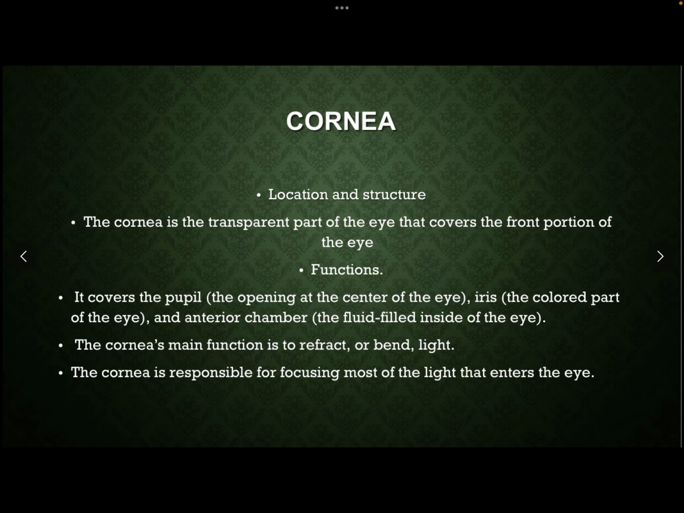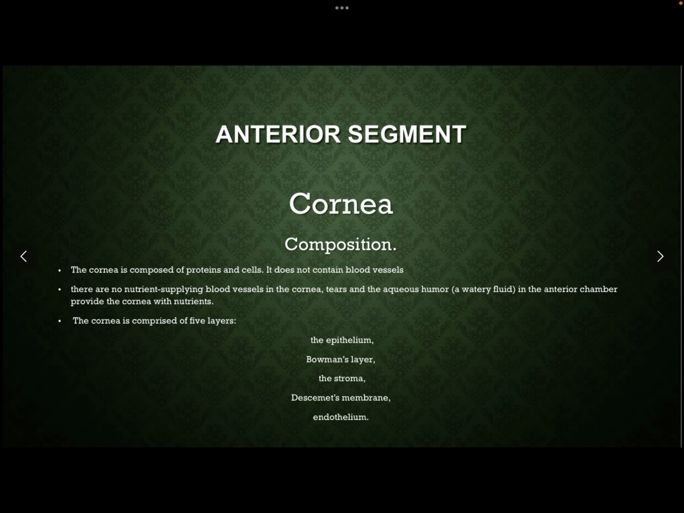Let's start. Let's talk about the cornea. Location and structure: the cornea is the transparent part of the eye that covers the front portion of the eye. Functions are here. It covers the pupil and iris, and the anterior chamber. The cornea's main function is to refract or bend the light. The cornea is responsible for focusing most of the light that enters the eye.